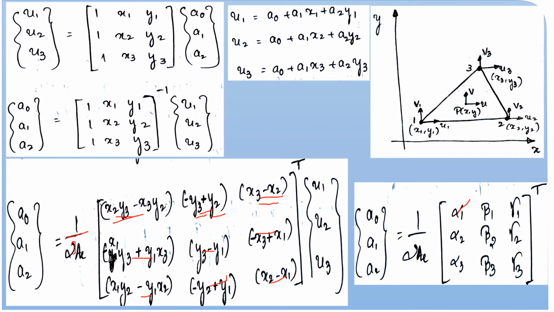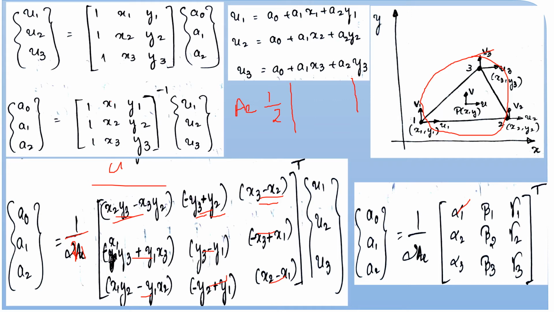Why is this 2 times AE? So half the determinant of the matrix, that is the determinant of this matrix, 1 x1 y1, 1 x2 y2, 1 x3 y3, is nothing but the area of this triangular element. So the determinant of the matrix is the area of a triangle. In the denominator, when you are finding the inverse of the matrix, it is the adjoint of the matrix divided by the determinant of the matrix. So what is the determinant of the matrix? The determinant of the matrix is nothing but 2 times AE.